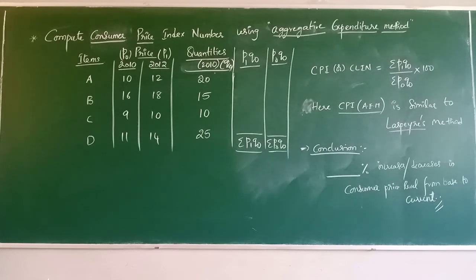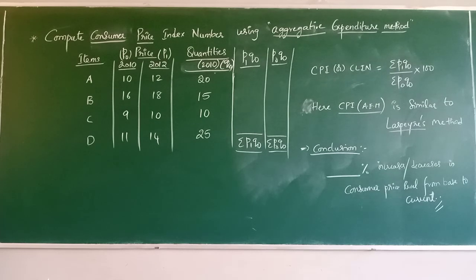And the last one is methods. For computing the cost of living index or consumer price index number, we have two methods. Method number one is the aggregative expenditure method. Method number two, the family budget method. First and foremost, the aggregative expenditure method. What is the aggregative expenditure method?